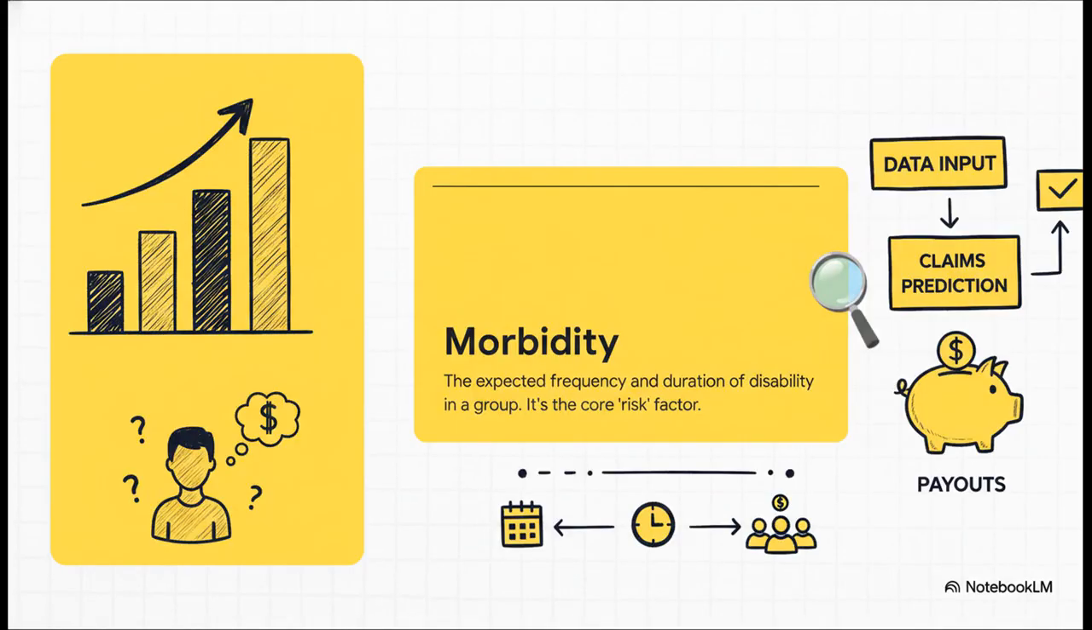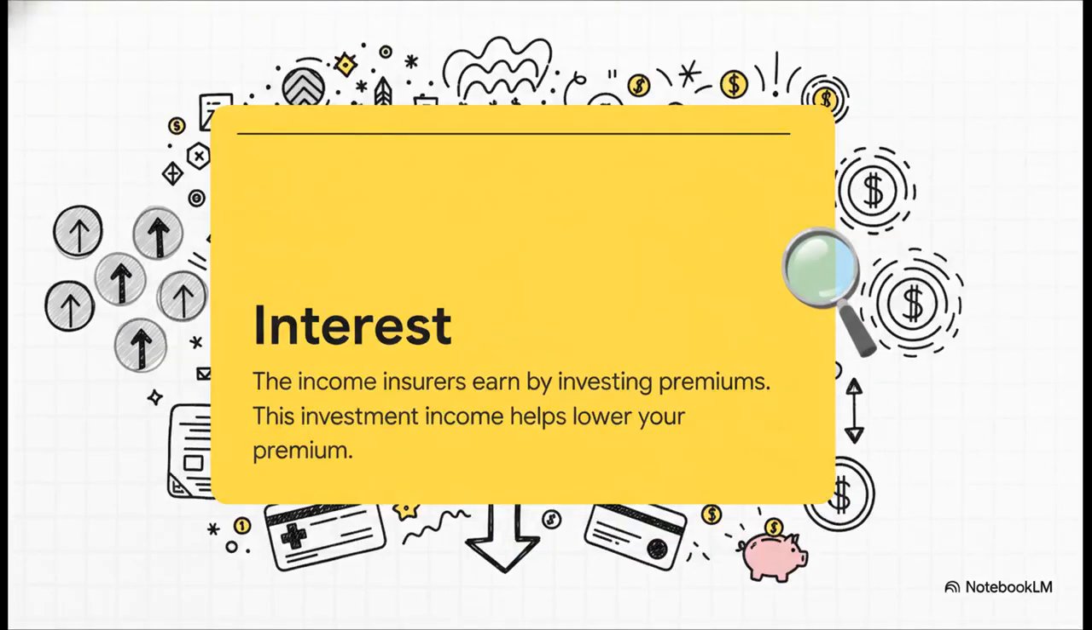So everything starts with this word, morbidity. It's a bit of a technical term, but all it really means is the insurer's best guess, their core prediction on how likely a group of people is to get sick or injured. It's a massive statistical calculation of how much they think they'll have to pay out in claims for a group just like yours.